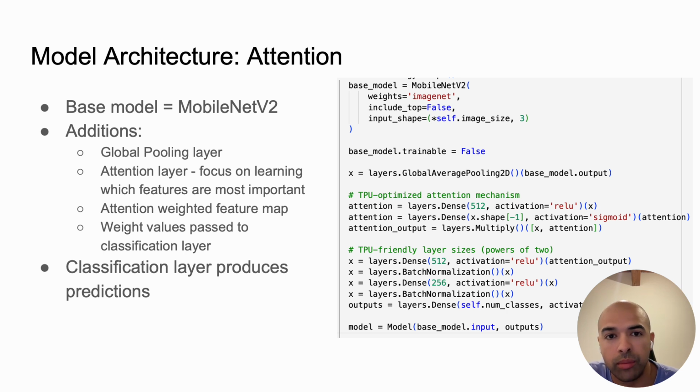So the model architecture. I included an attention layer in the model, and the attention layer focuses on learning which features are most important, specifically for the flowers. It could be the petals, could be the stem, the color. Basically, it builds this attention weighted feature matrix and then passes that on to our classification layer. So I really wanted to show that we could incorporate an attention mechanism on an edge device like the TPU.